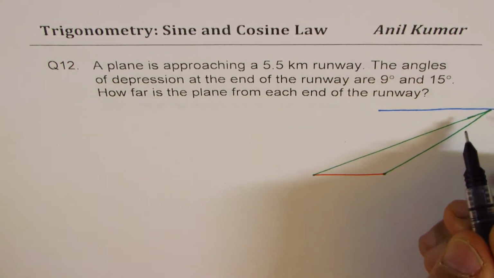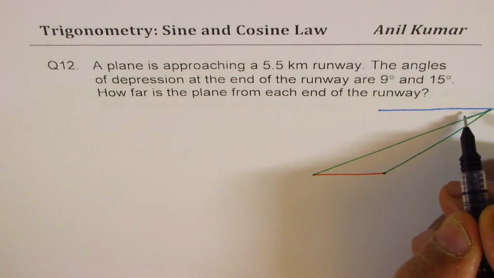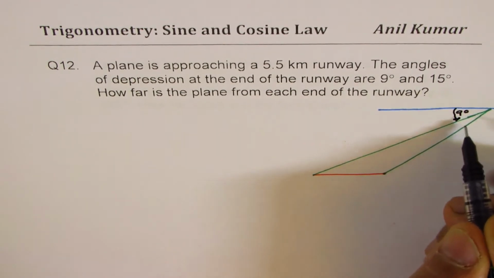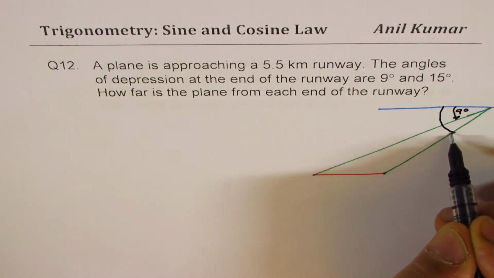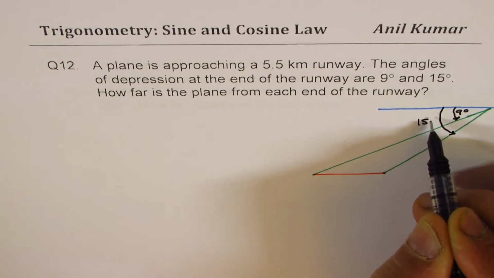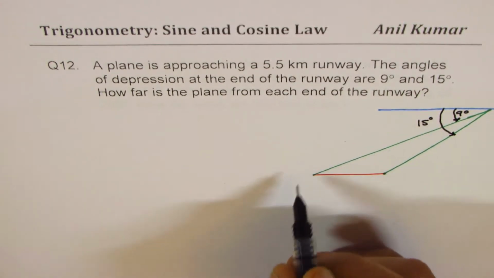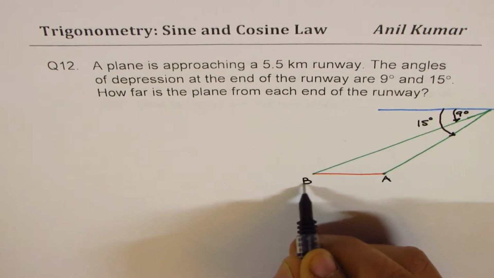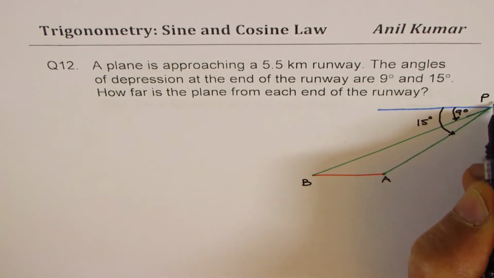So, one of these smaller angles is 9 degrees, which is this much. And then we have 15 degrees, which is that much. Let's say this is the far end, and this is the close end AB, and that is the point P for the plane.